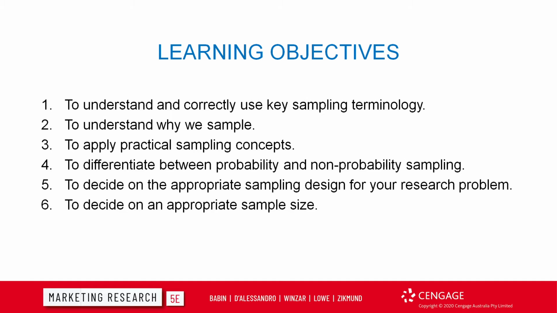Today we'll be talking about sampling, and by the end of this chapter, you should understand and correctly use key sampling terms, understand why we sample in our research process, apply practical sampling concepts, make sure that you can differentiate between probability and non-probability sampling, decide on the appropriate sampling design for your research problem in your research project, and decide on an appropriate sample size.